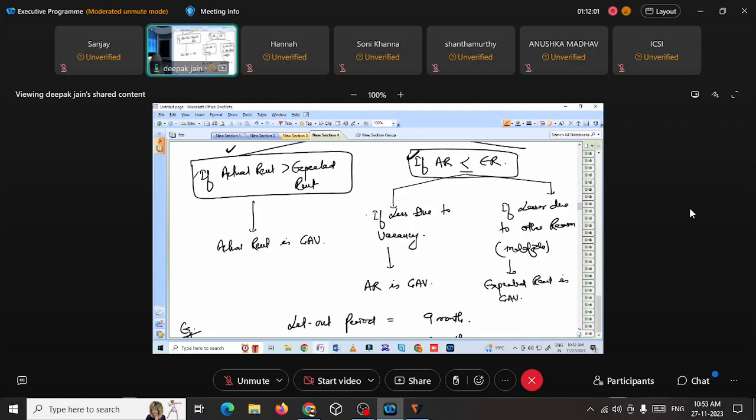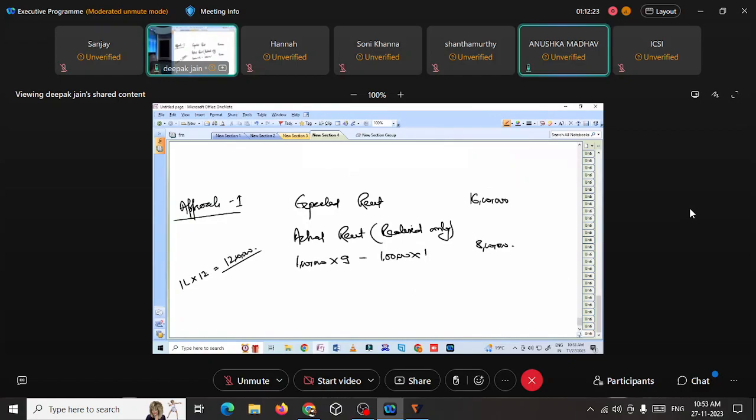Reason of vacancy, or had this property been let here? What rent? 12 lakh. अगर ये प्रॉपर्टी पूरे साल भी किराए पे होती तो भी ये 12 लाख ही कमाती। एक्सपेक्टेड रेंट से कम है, so therefore yes, GAV.